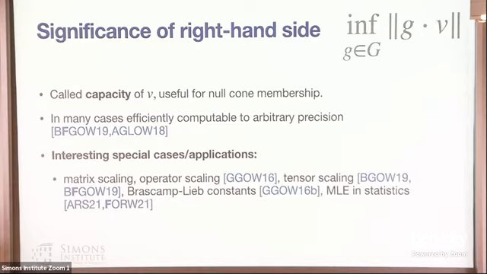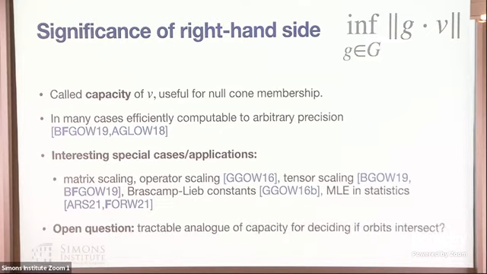there's a lot of problems that sort of fall under this umbrella. Especially cool ones lately have been you can compute Brascamp-Lieb constants, so it's constants in some inequality in analysis, and it turns out that actually some likelihood functions in statistics turn out to be norm minimization problems too.